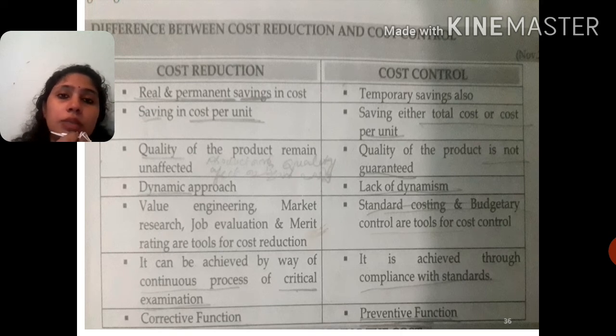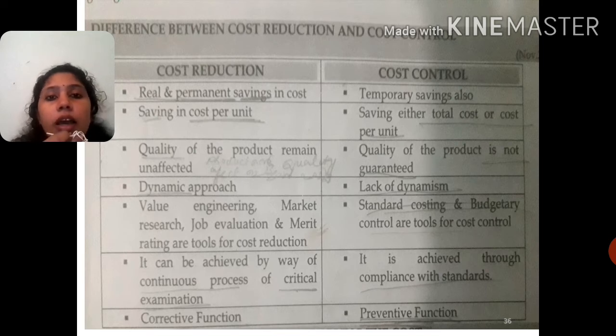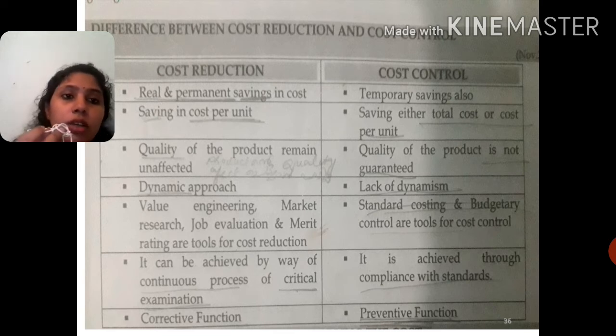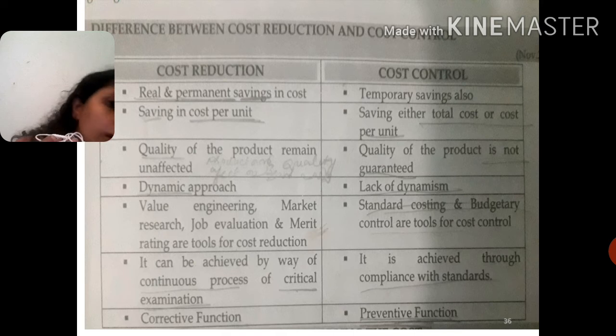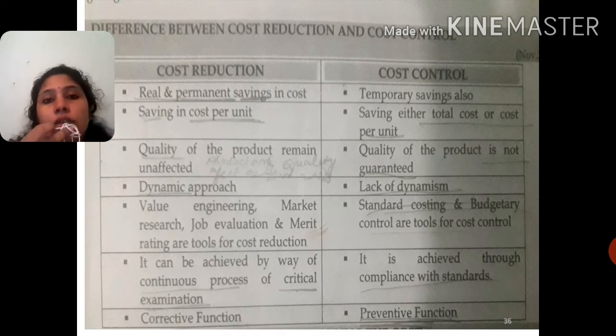Okay, based on that estimated cost alone, we will go ahead with the production, and finally at the end of the financial year we will get the actual cost. Then we can compare estimated cost and actual cost, ascertain the difference, analyze that cost difference, take remedial measures, and implement the same in future production. So standard costing and budgetary control are the tools for cost control.